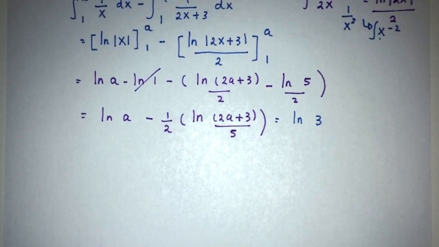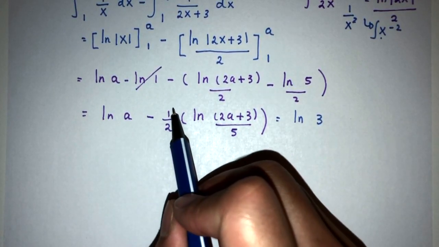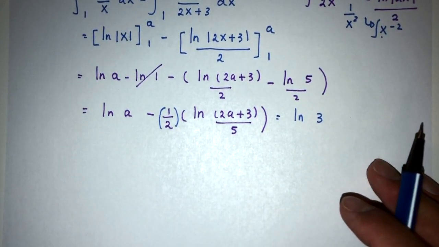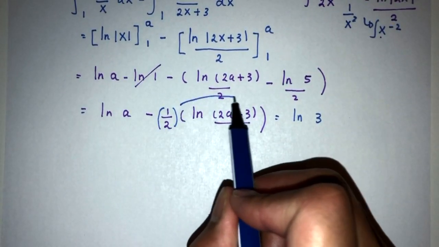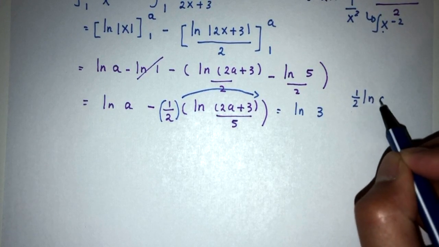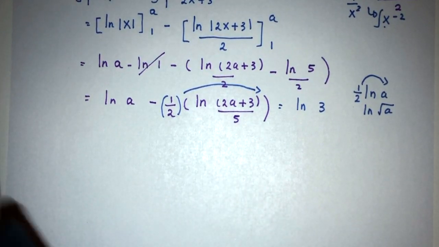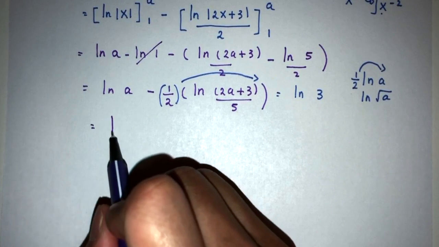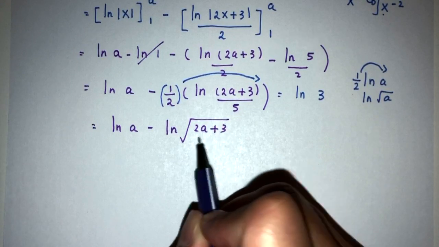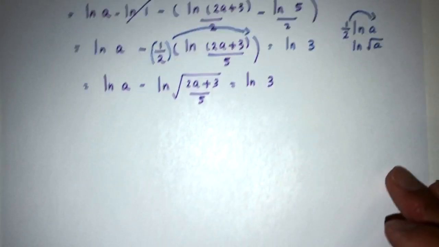So step by step, let's see what we can do. So we can try to combine these two. So first we can send this value over here, if you want to. So we know that this half, when you have half ln of a, we can send the power on top. That will be ln of root of a, for example, right? Now let's simplify this. Let's see what happens. So you have ln of a minus ln of root of 2a plus 3 over 5 equal to ln of 3. Now simplify this side. Let's see what happens.